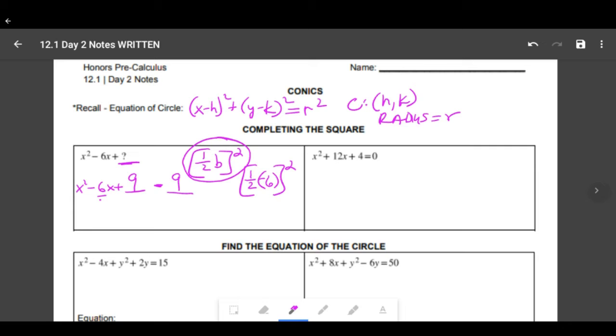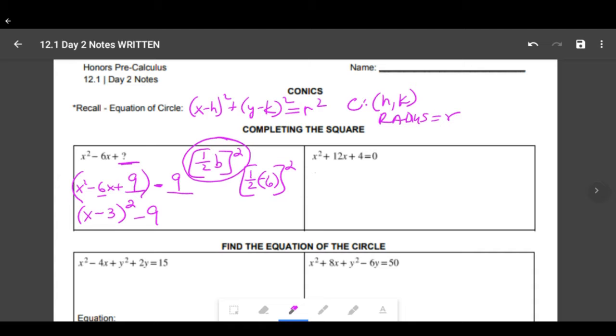Now, the reason why we do this is these first three terms, if we group them together, we can factor that into (x minus 3) squared, and then the -9 is just hanging out because it was there in order to balance out the equation. And that is what our answer is going to look like if we were just completing the square on an expression. If we take it up a notch, we can also do completing the square on an equation.